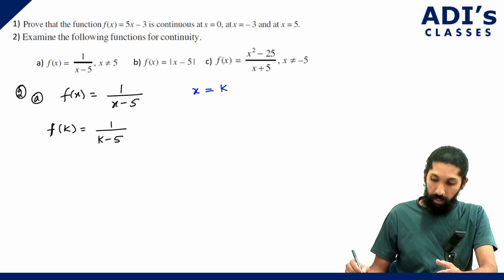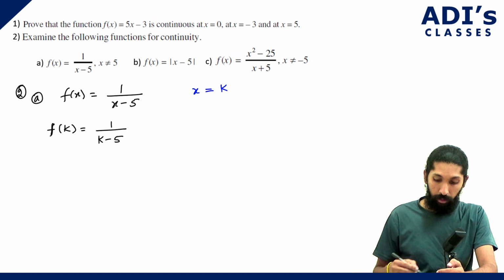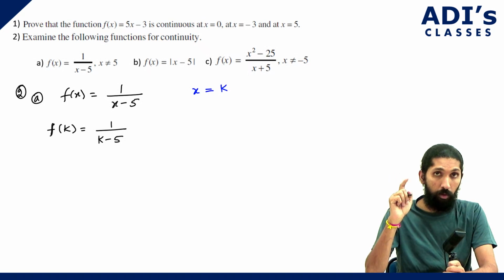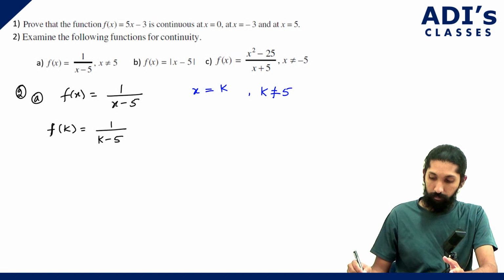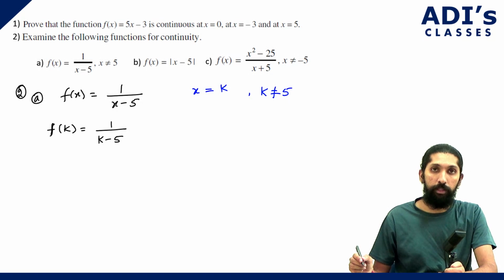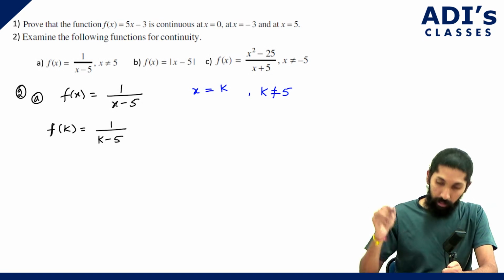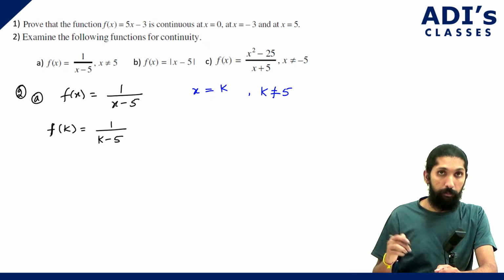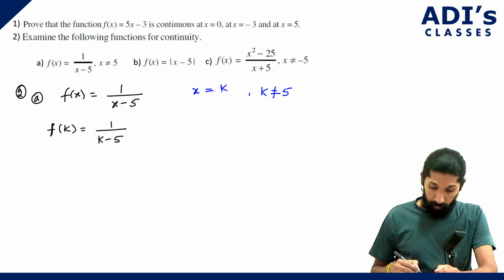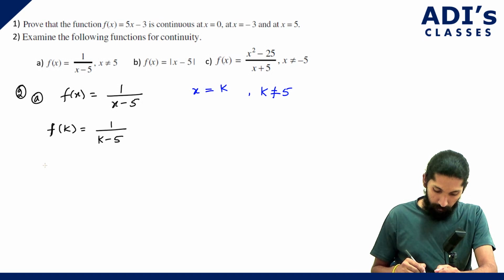Now when we say x is equal to k, one simple condition, or you can say a very important one, is that k is not equal to 5. We cannot have a denominator of 0, isn't it? That's why k is never equal to 5. So now, f of k is 1 by k minus 5. Again the condition we have is limit as x tending to c, f of x is equal to f of c.